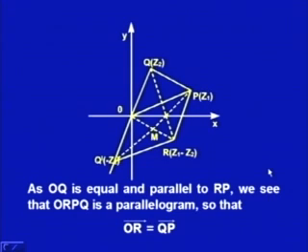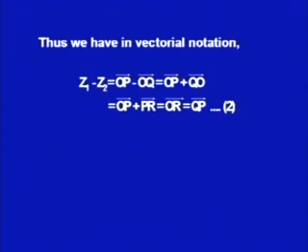So, as explained earlier, OQ is equal and parallel to RP. We see that ORPQ is a parallelogram, so that vector OR is equal to vector QP. In terms of the vector notation, z1 minus z2 will be vector OP minus vector OQ, which we can write again as vector OP plus vector QO, and this will be equal to vector OP plus vector PR, and this will be vector OR, that is vector QP.